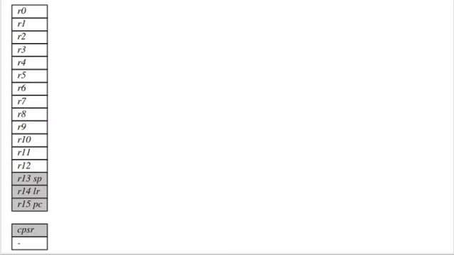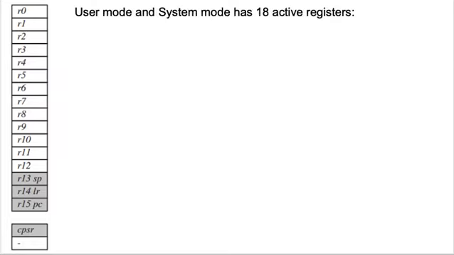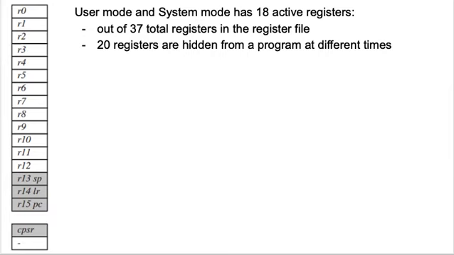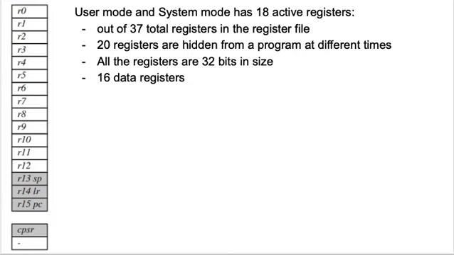This is a representation of the registers in an ARM processor. From top to bottom, R0 to R15, along with the CPSR and an empty register. Together, the total count is 18 active registers. There are 37 total registers in an ARM processor, but 20 registers are hidden from the program at all times. Note that all the registers are 32 bits in size.